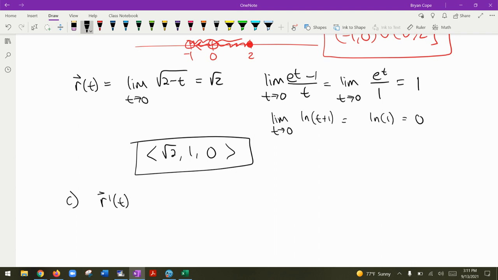Joe. Okay. So I guess r prime of t would be, the x component would be -1 over 2 root 2 minus t. Wait, where do you want your 2? Do you want your 2 up top or on the bottom? On the bottom. Okay, thank you. So 2 is down here. Did he get that right? Let me do that quick in my head. Yeah, that's good. Okay. The next one would be just e^t.